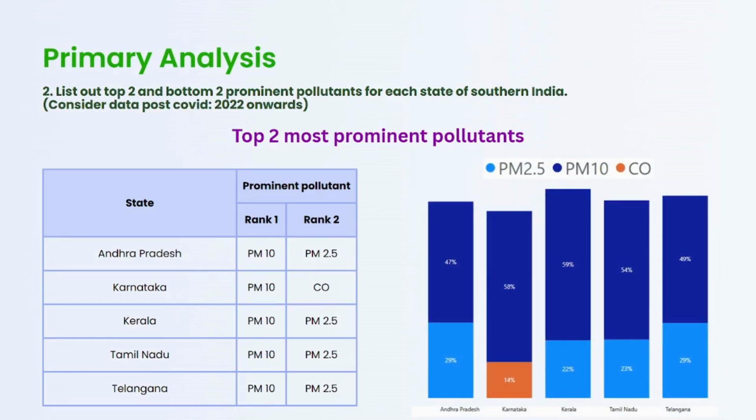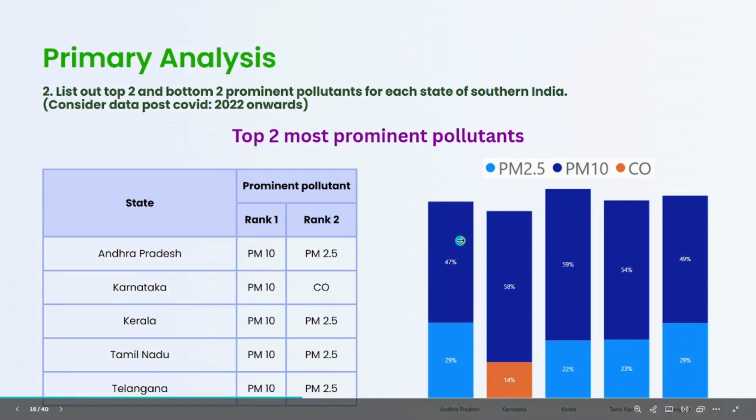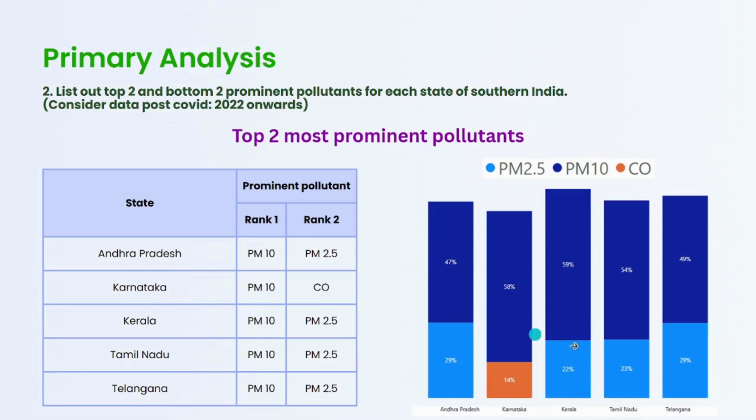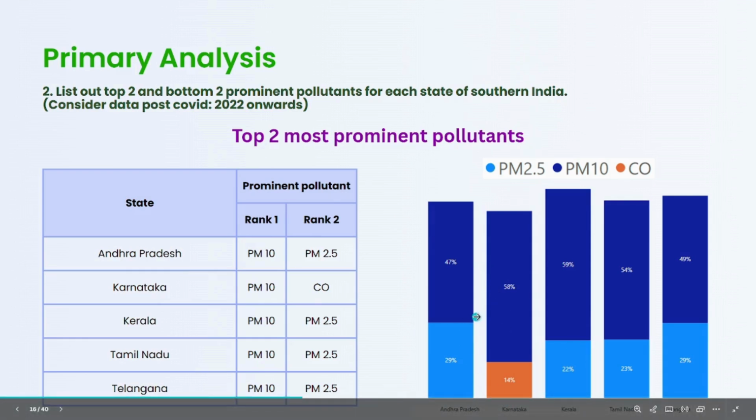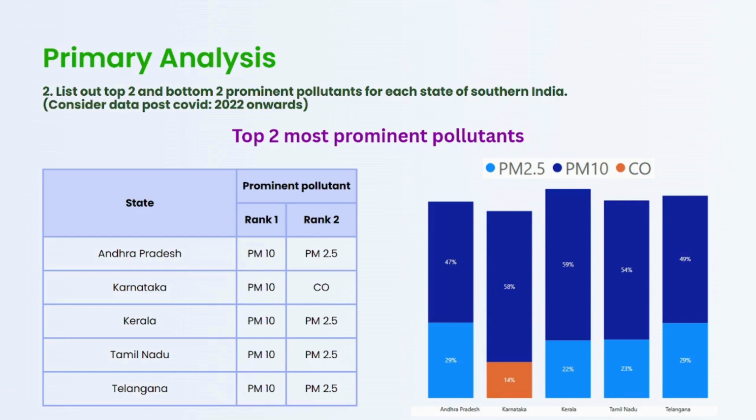If we see the top 2 pollutants in South India, PM10 is the most prominent pollutant in all of the South Indian states. The next is PM2.5, except in Karnataka, where it is carbon monoxide. Heavy traffic congestion in cities like Bengaluru might be the main cause behind this difference, because carbon monoxide is mainly emitted from vehicle exhaust.